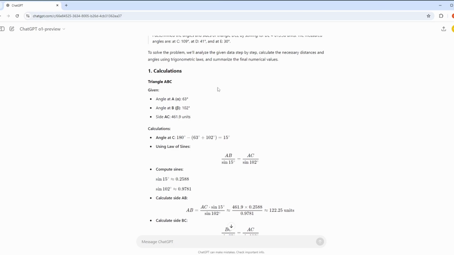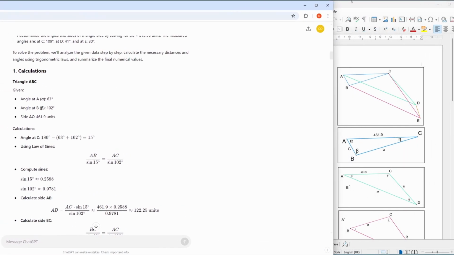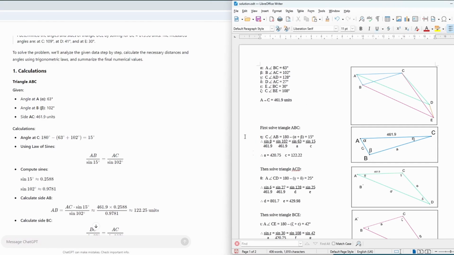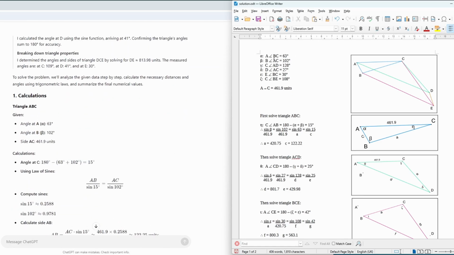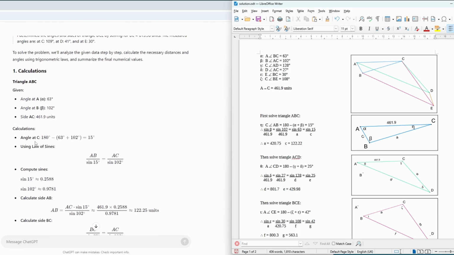Now I've done this calculation by hand, so we can do some comparisons. So it's looking at triangle ABC, which is the triangle I started with as well. And if you recall, this distance here between A and C is known, that's 461.9. And we know a few angles as well. We know that this angle here, alpha, is 63, and we know that beta is 102, which it's got as well. It's got those as the initial ones. It's calculated the angle at C as being 15 degrees, which is the angle which I get as well, 15 degrees.